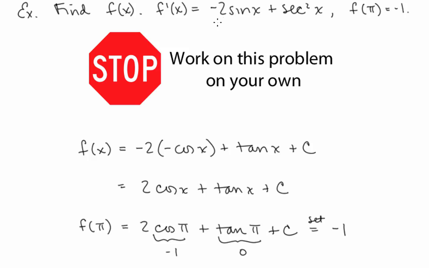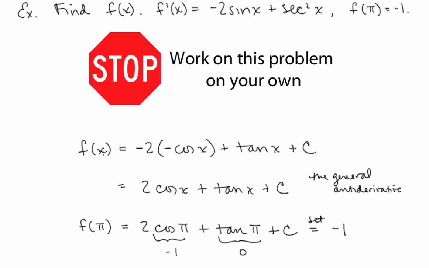Here our negative 2 carries as a constant multiple. The antiderivative of sine x is negative cosine x. And we know the antiderivative of secant squared x is tan x. So we have negative 2 times negative cosine x plus tan x plus a constant. Simplifying, that becomes 2 cosine x plus tan x plus c. This is the general antiderivative, but we want the particular one that has f of pi equals negative 1.